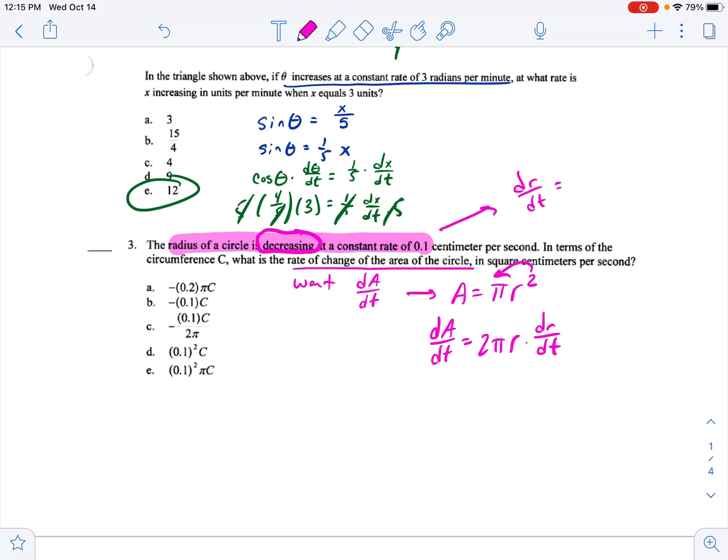But notice what it's doing. It's getting smaller. It's decreasing. So dr/dt is not going to be 0.1 centimeters per second. It's going to be what kind of 0.1? Hopefully you're thinking negative, okay? So watch out for those little things here. Something's getting smaller, its rate of change is negative. All right, well, I can sub that in for dr/dt now.